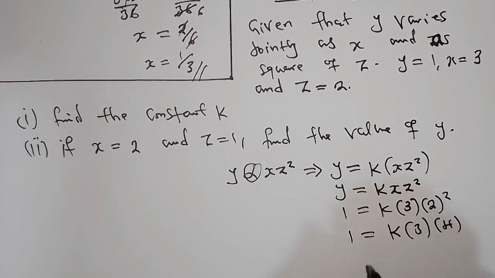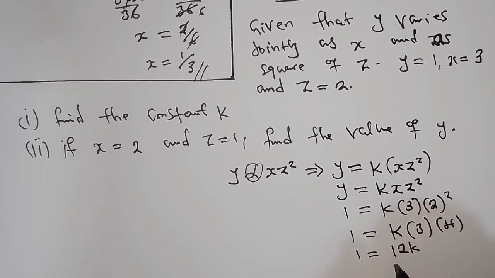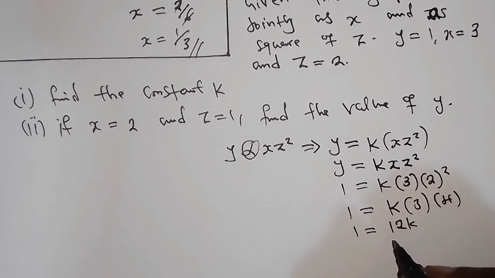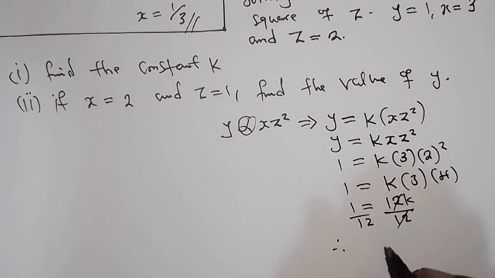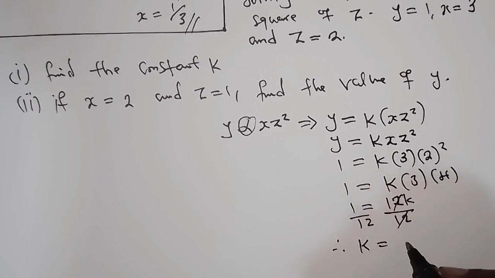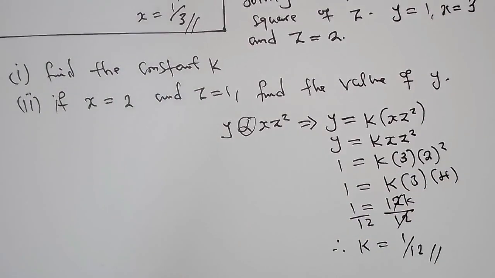And this is going to be 1 equals 12k. Now when you divide by 12 on both sides, therefore the value of k is 1 over 12. So that's the value of k.